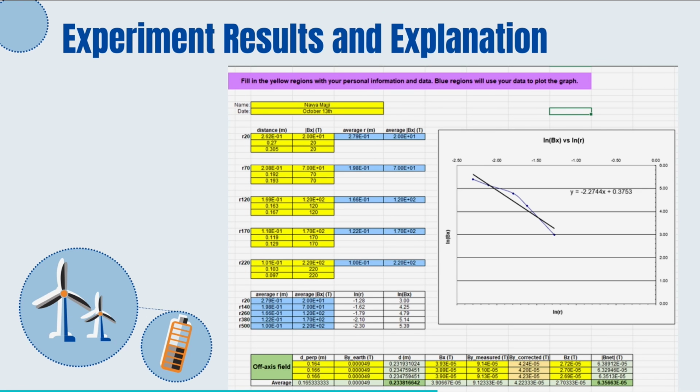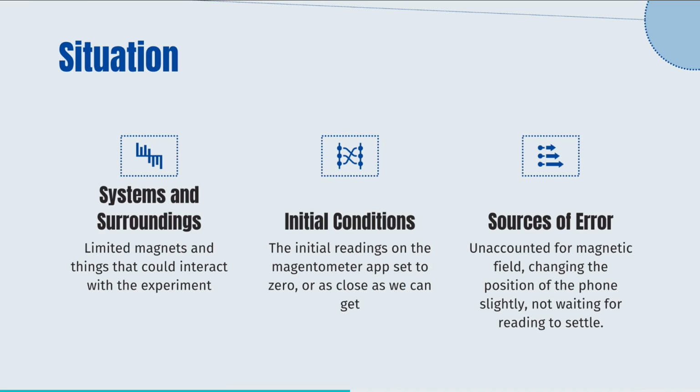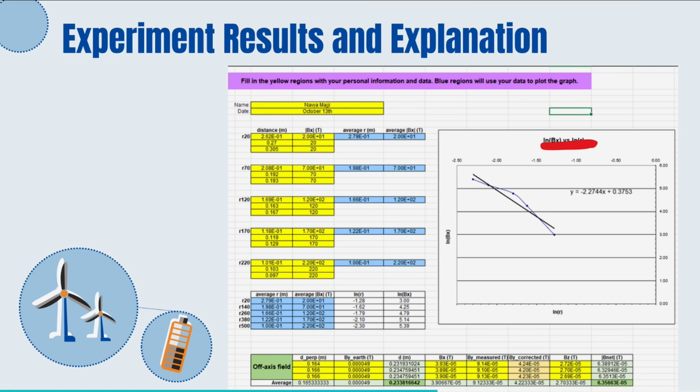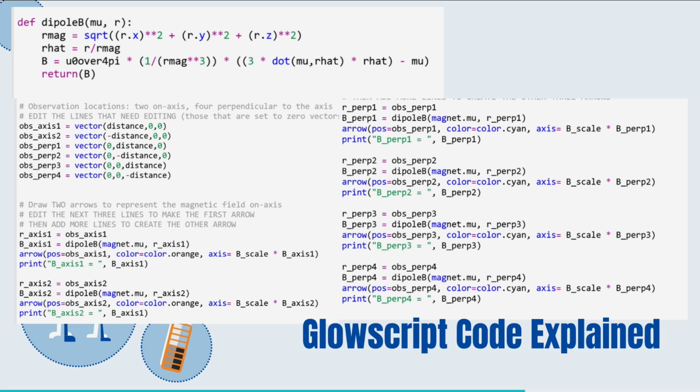And let's talk about the results of the experiment. So the template for this was given by the lab, and we were able to change the R and then find average R and the average B. And then when plotted in this graph, ln of B versus ln of R, we were able to find an expected n, kind of an average n, which is given by this line right here. Then we had to utilize GlowScript to write code about modeling this so we could see what it should look like.